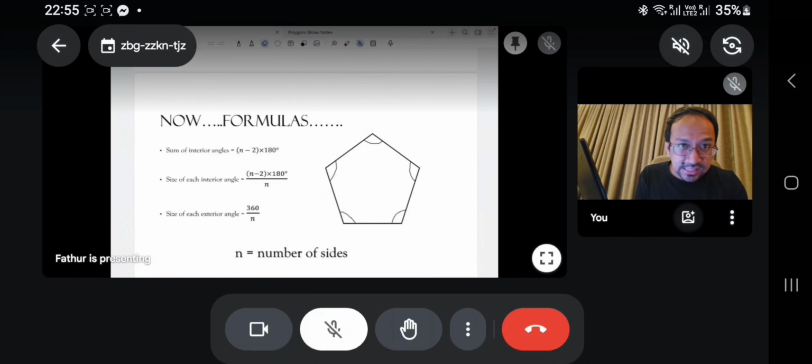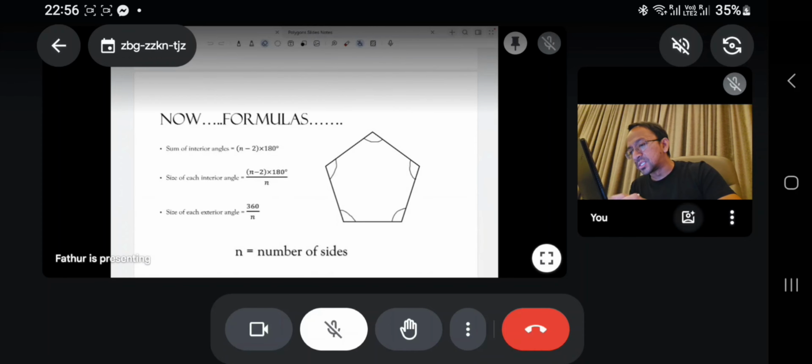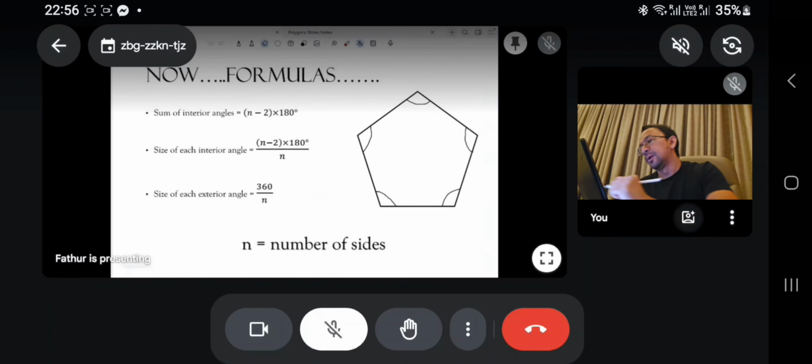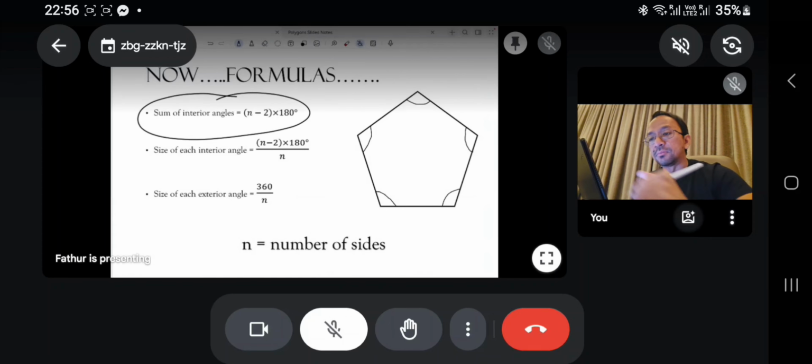The formula you need to memorize. If you don't memorize, you are in deep trouble. Okay? So the formulas you need to know is the sum of all interior angles. The sum of all interior angles means I'm talking about this angle plus this angle plus this angle plus this angle plus this angle. So the sum of all the angles will be n minus 2 times 180 degrees.